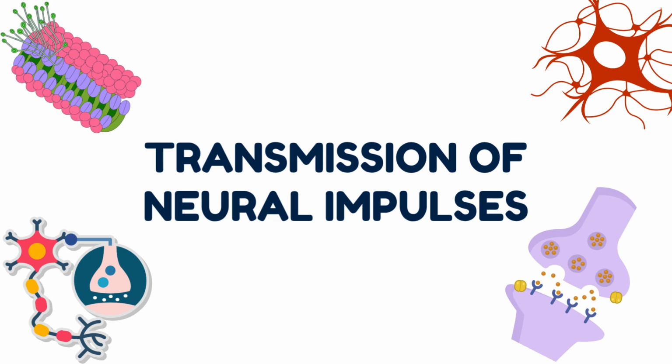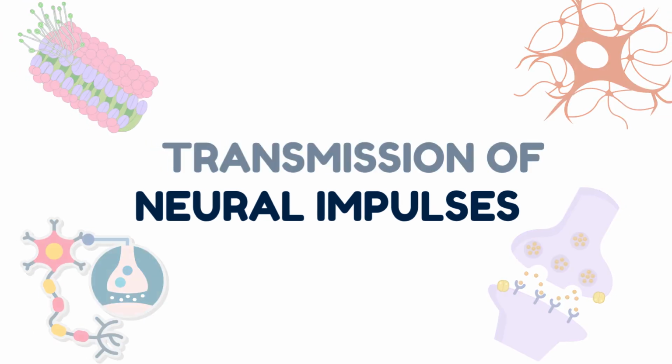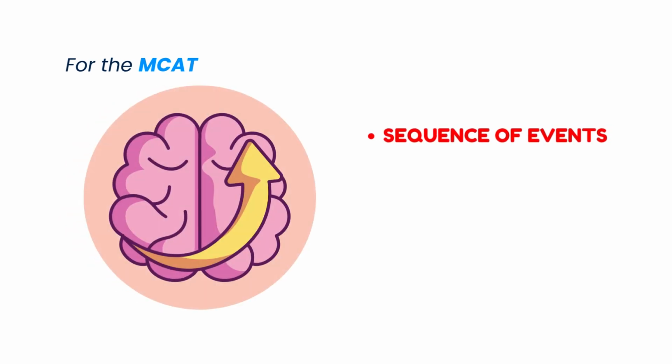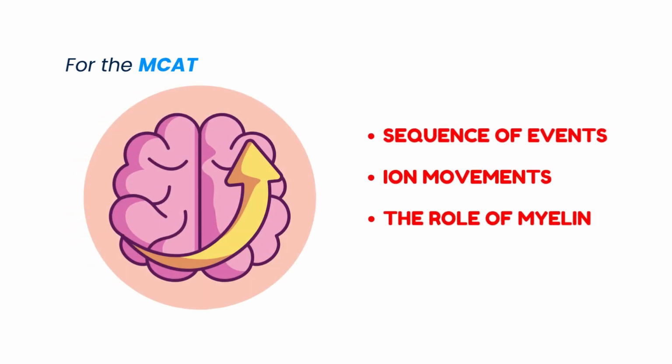Understanding neural transmission isn't just about memorizing steps. It's about seeing how information flows through the nervous system. For the MCAT, focus on the sequence of events, ion movements, and the role of myelin and neurotransmitters. Those are the high-yield takeaways that show up again and again.